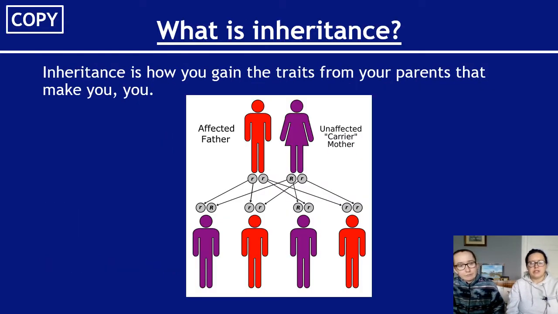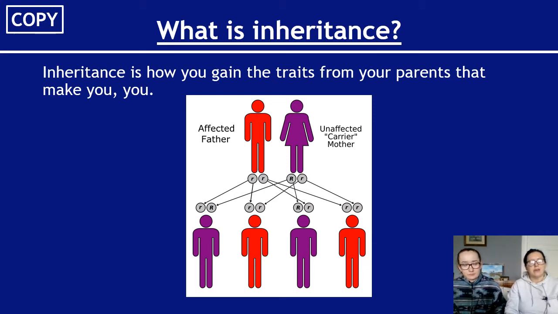Okay, so inheritance is how you gain the traits from your parents that make you you. Now, the idea behind the whole of inheritance is that everybody needs 2 copies of every gene. If we think about this idea of normal body cells being diploid, this means that you have 2 full sets of chromosomes. You have one set that you get from your mum, one set that you get from your dad. Now, in that set of chromosomes is all the instructions on how to be a human.